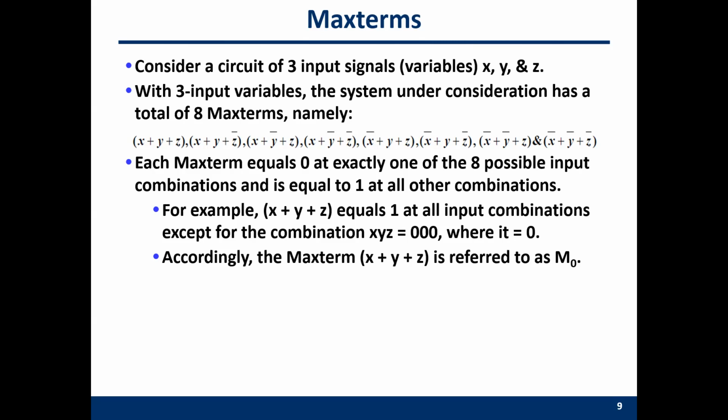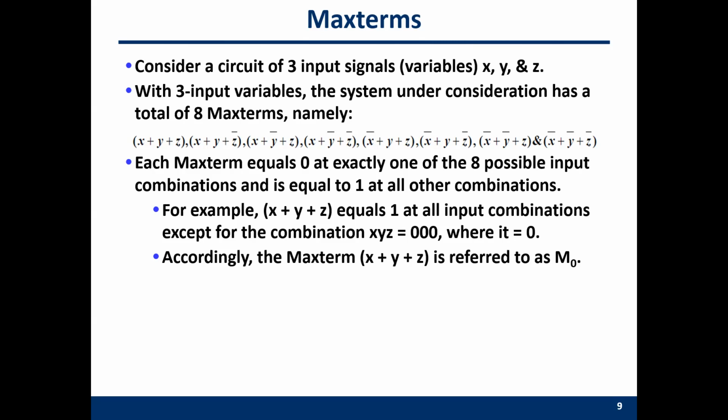For instance, if we have x or y or z, this expression will be 1 at all combinations except the combination of x, y, z when they are all zeros. So only when x, y, z are all zeros, x or y or z is a 0. So only for this particular input combination, this max term can be a 0. For all the other 7 combinations, the value will be 1.